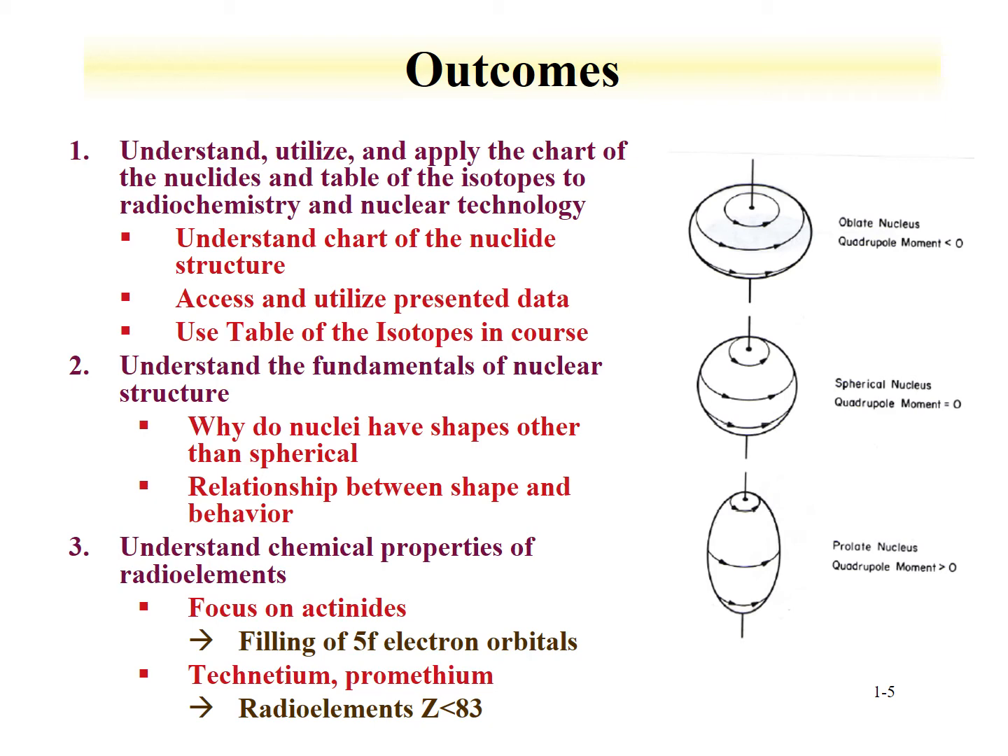Another aspect of radiochemistry that should be understood is the chemical properties of radioelements. Those elements that are only found as radioactive isotopes. They include the actinides, which are filling 5f electrons, and then technetium and promethium, which are elements that are normally found in the stable region, those elements below 83 protons, but are in fact radioactive.